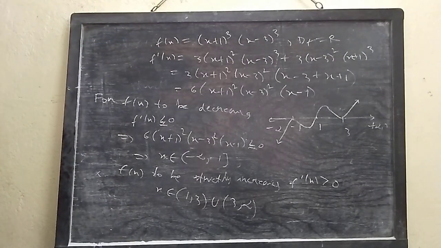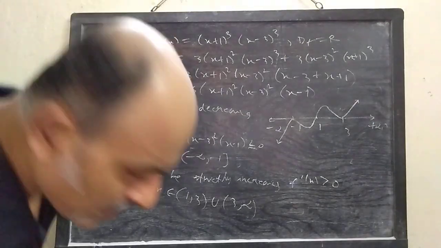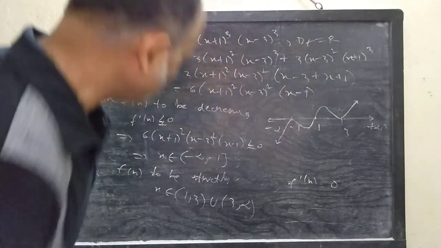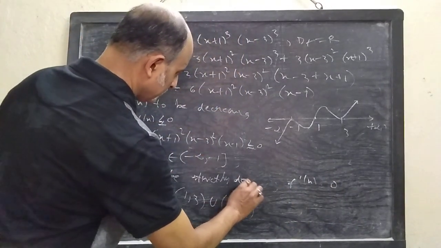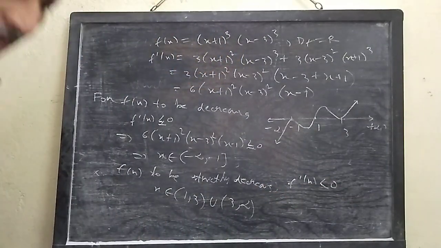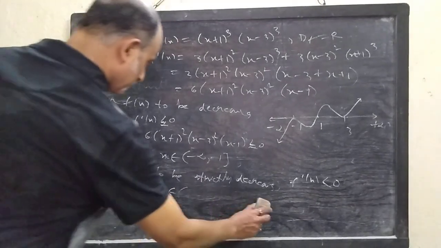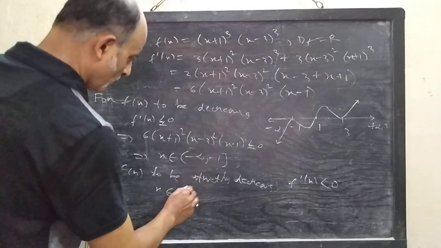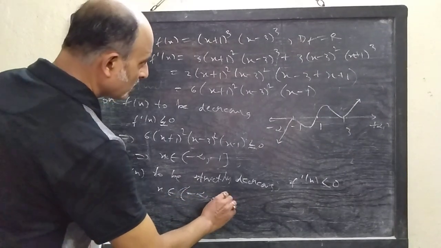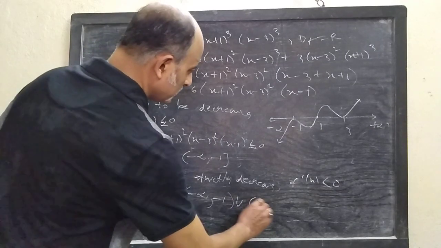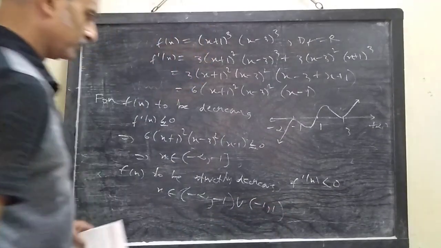This is the solution for monotonically decreasing. And for strictly decreasing, f'(x) will be strictly less than 0. Then the solution will be x belongs to -infinity to -1 union -1 to 1 open.